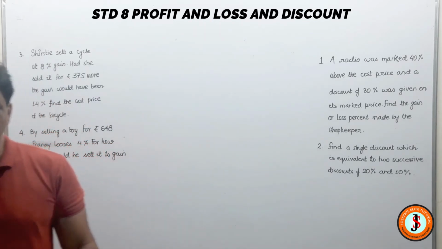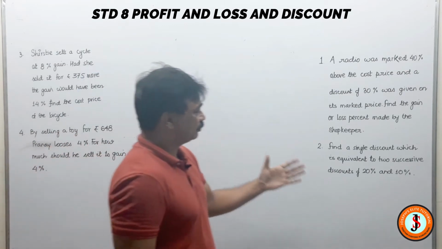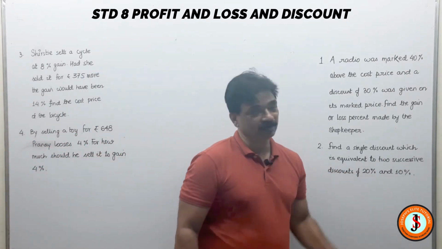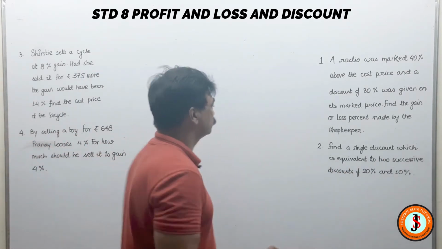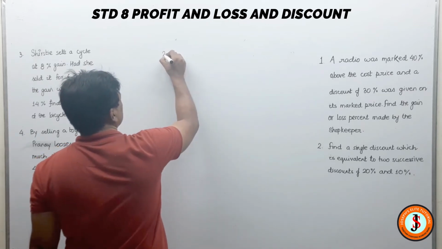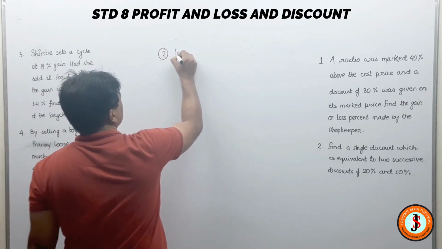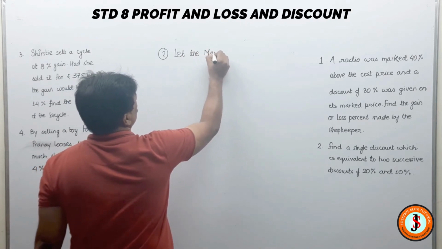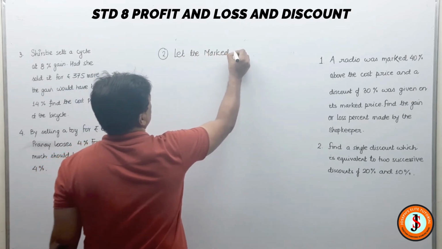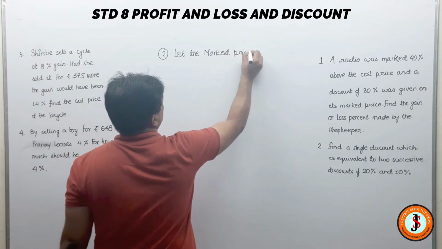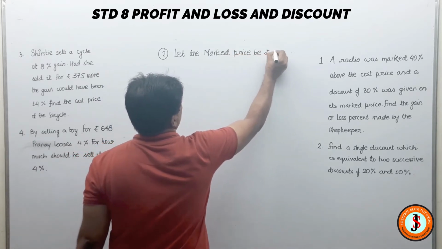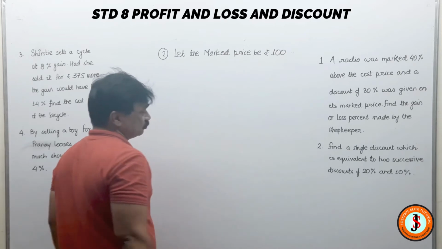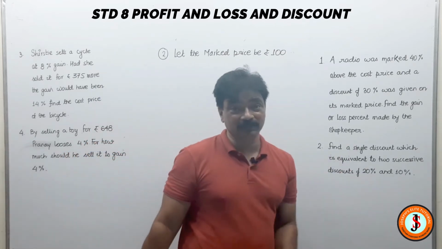Sometimes shopkeepers fool you. They will say, I am giving you a discount of 20% and 10% successive discount. So what does it actually mean? Let the mark price be rupees 100. See here the discount appears to be 20 rupees plus 10 rupees, that is 30 rupees.